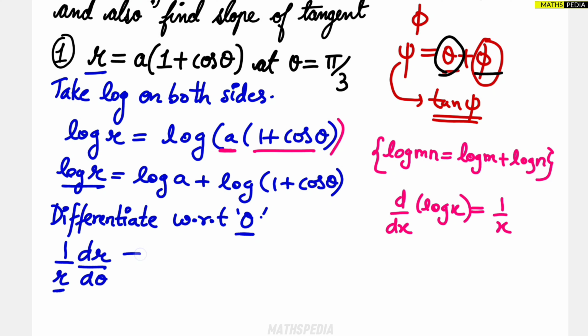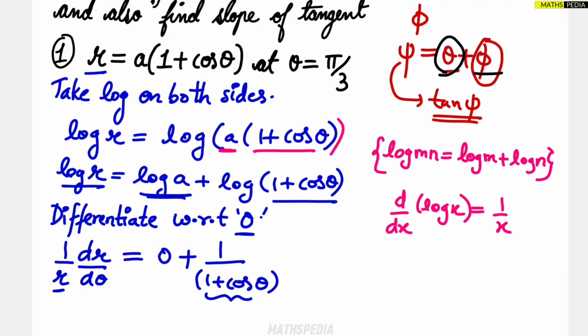Simple concept, chain rule. This is equal to log a. A is a constant, so differentiation of constant is 0. So write simply 0 plus log of something. It can be written as 1 by that something, 1 plus cos theta. But the problem is that this something has to be again differentiated. Why? Because in 1 by x, in place of x someone else is sitting. So that has to be differentiated, right? This is nothing but chain rule. So I'll differentiate again with respect to theta, 1 plus cos theta.